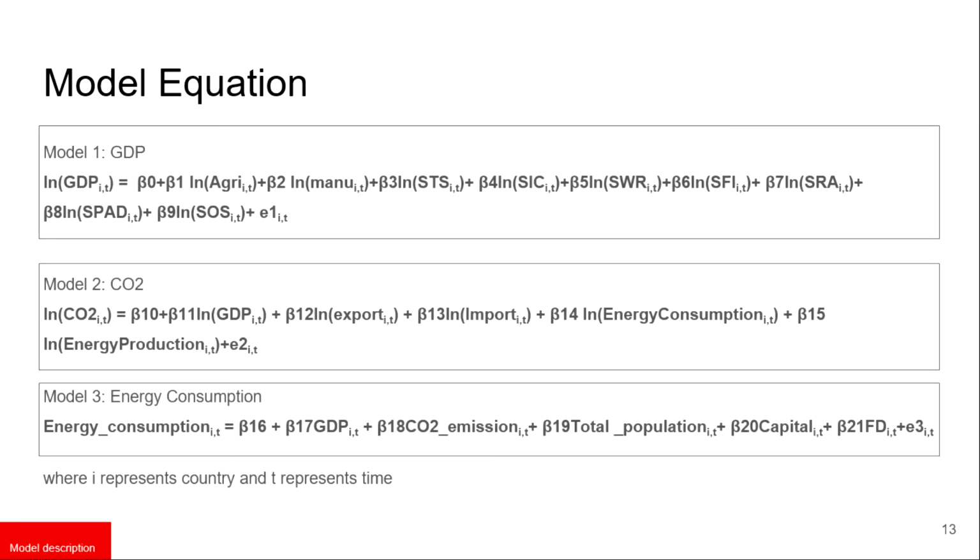Now looking into the equations. For model 1, we have used natural log transformation for all the variables. For model 2 also, we have used natural log in all the variables. The transformation was done to improve the model and remove nonlinearity. For equation 3, we have just used the normal variables. In the equations, i and t represent country and time respectively.